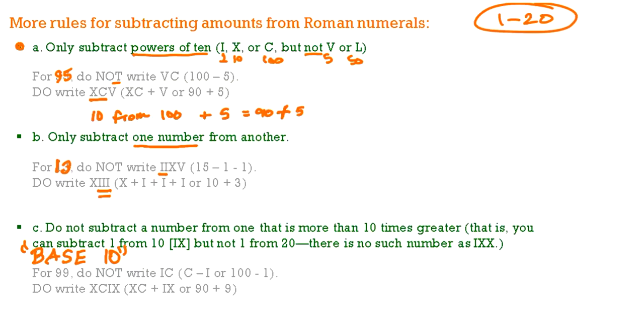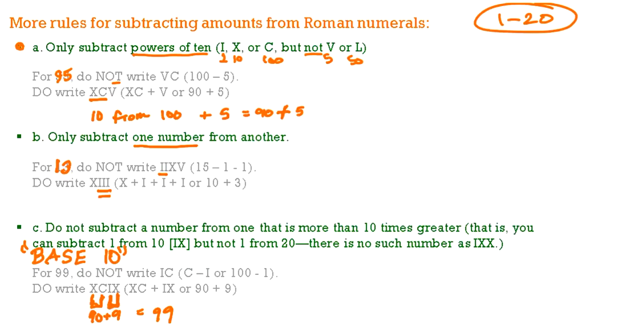And I'll show you that in a minute. But let's take a look. For 99, you're not going to write IC, okay? But you would write this. You would write the 10, what? Then the 100, right? That's 10 from 100. That's your 90. And then, of course, the 1 from the 9. So you'll add to that 9. There's your 99, guys. So we're only subtracting one at a time, okay?